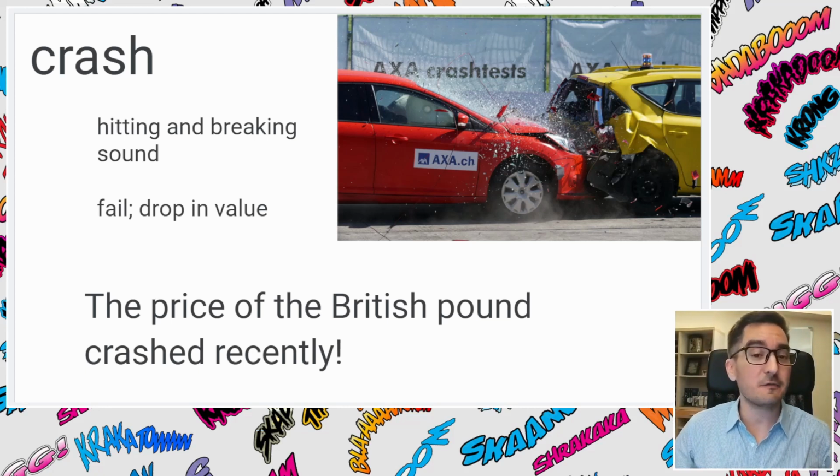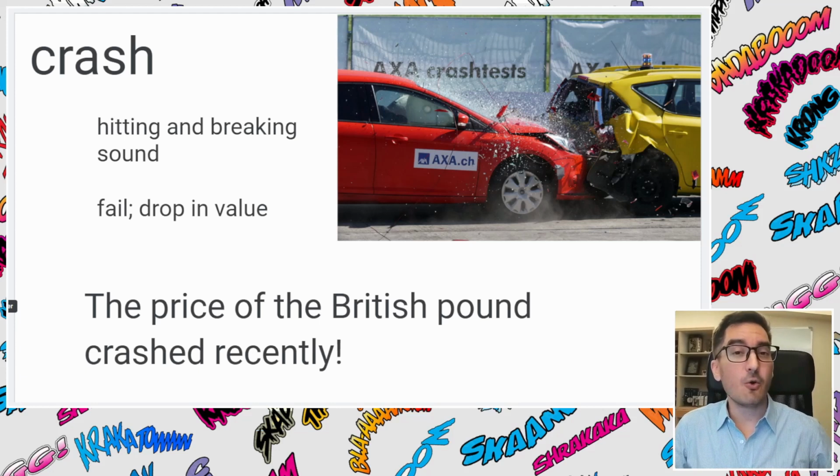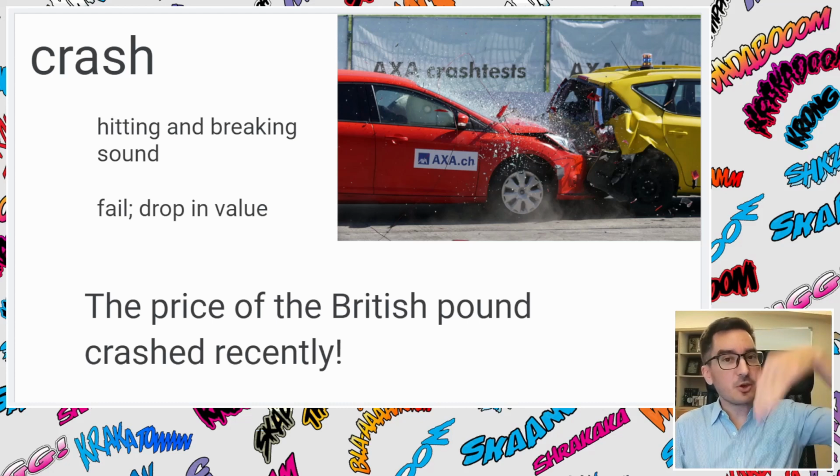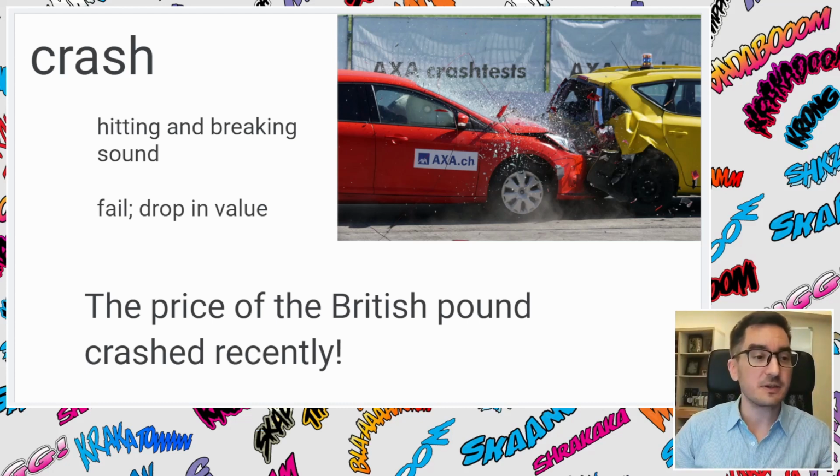And a car crash is a really bad thing, and so we can take that word and put it to being a failure. Something fails, or if we're talking about money, maybe something drops in value. The price goes down, meaning in a bad way. That could be stock or money. So this is in the news right now. The price of the British pound crashed recently. So the British pound is money in England. And so the British pound, it crashed recently. They're in big trouble.